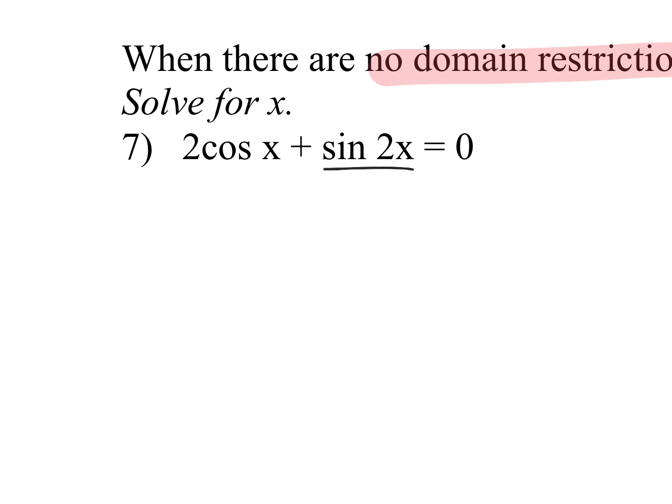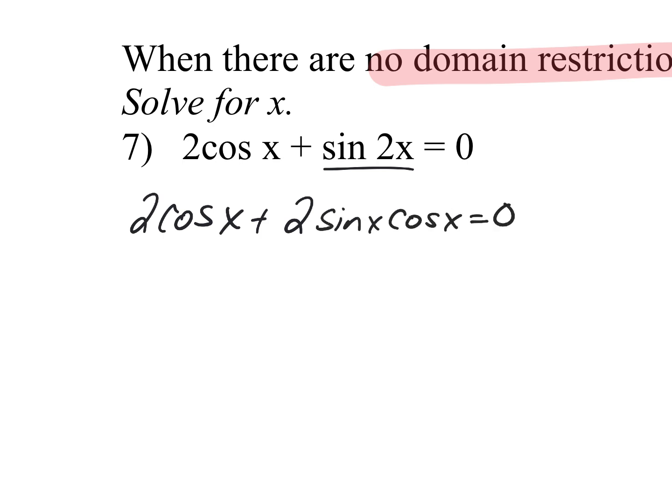What I'm noticing here is sine 2x. So I'm going to use sine 2x. I'm going to use the double angle identity. Why am I writing it backwards? 2 sine x cosine x equals 0. What about that? This problem led me to that.